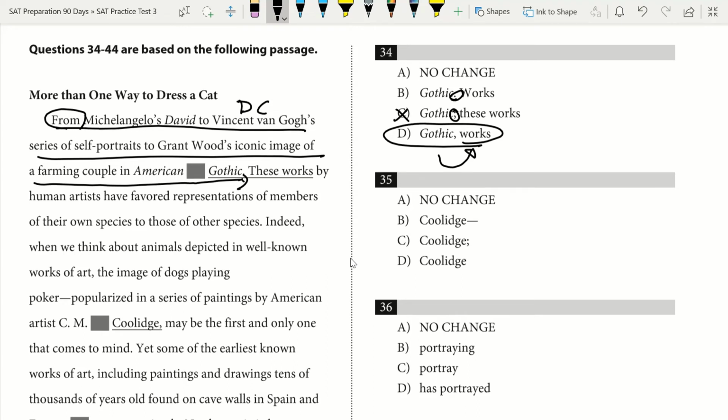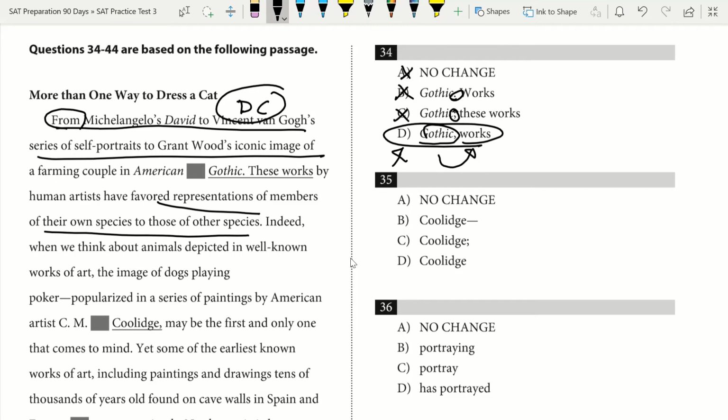Can't use a period because this isn't an independent clause, and I cannot use "no change" also because this isn't an independent clause. My only option there is answer choice D because that takes this dependent clause, uses it to modify "works," and then we have "the works by human artists have favored representations of members of their own species to those of other species." So understanding that this is a dependent clause and therefore we can't use a period or a semicolon, the only answer choice left is answer choice D for 34.